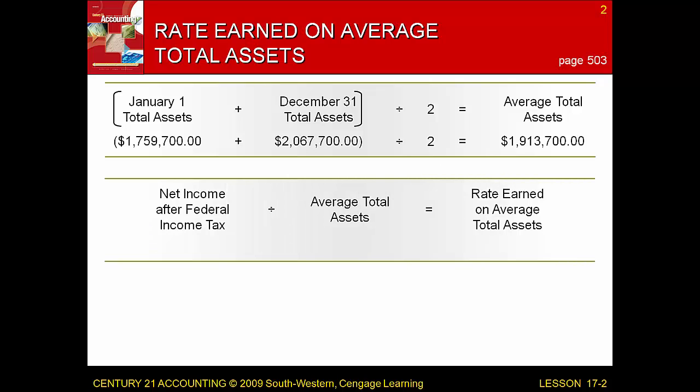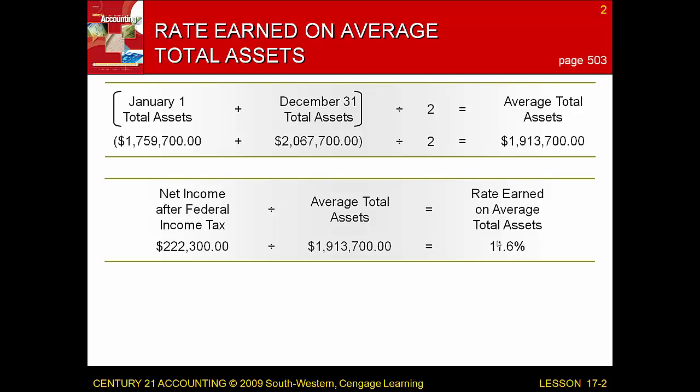Well, I have to go through and take a look at what my net income after federal income tax is going to be. So my net income after my federal income tax, $220,300, divided by my average total assets, gives me a rate earned on average total assets of 11.6%. So what does that mean?